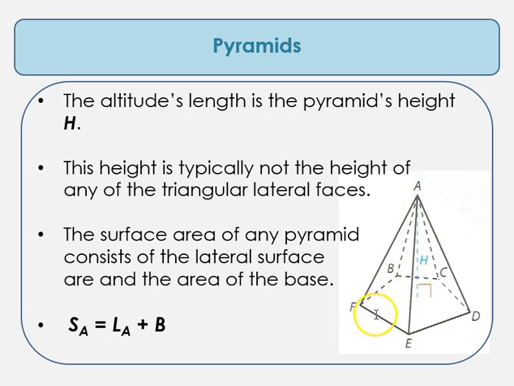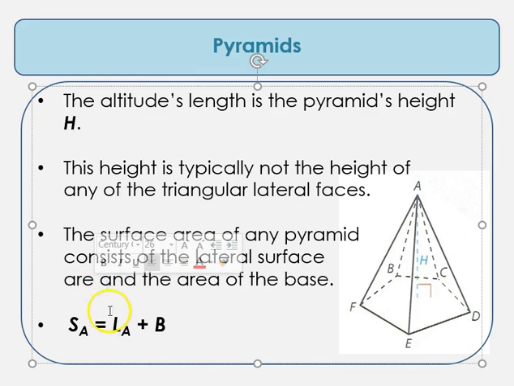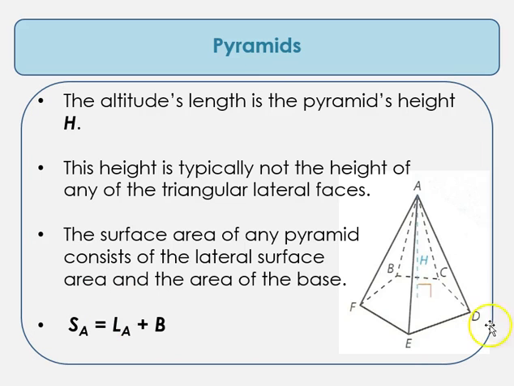The surface area of any pyramid consists of the lateral surface area and the area of the base. So the overall formula for solving the total surface area of a pyramid is S equals L plus B.